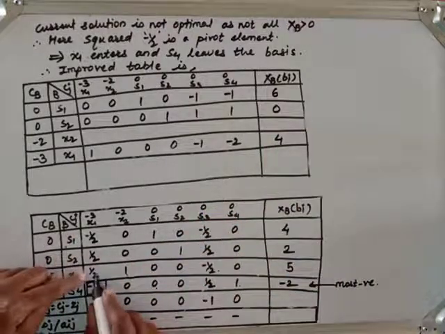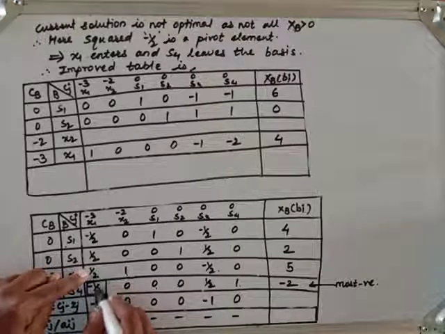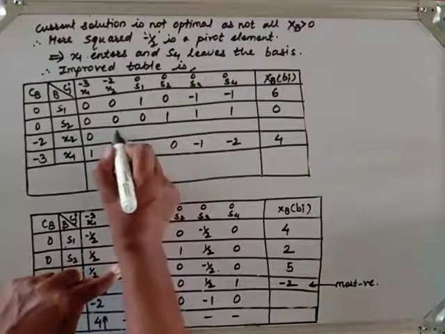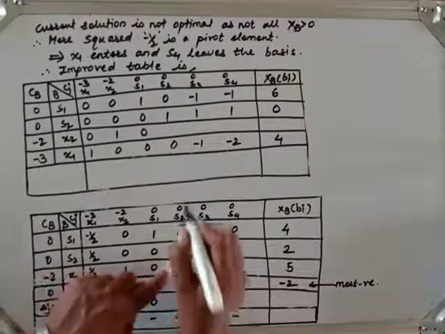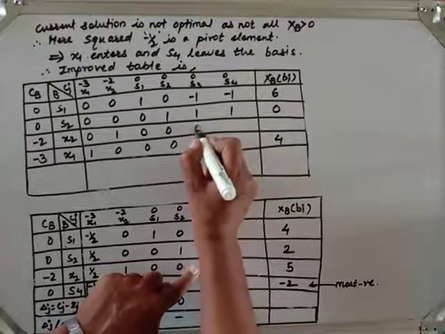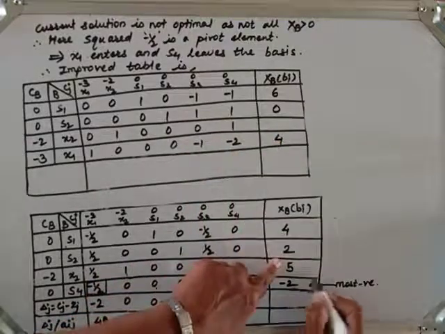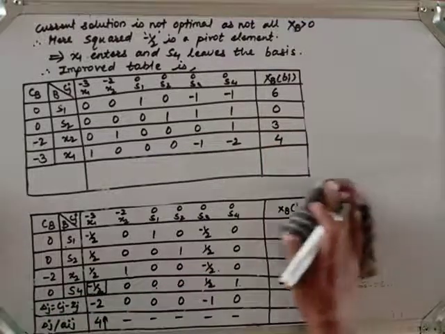Now for the next one, to make this 0, we again need to add them. So adding them, we get 0. Here 1 plus 0 is 1, 0 plus 0 is 0, 0 plus 0 is 0. -half plus half becomes 0. 0 plus 1 is 1. And 5 plus -2 becomes 3. Fine. This is our table.